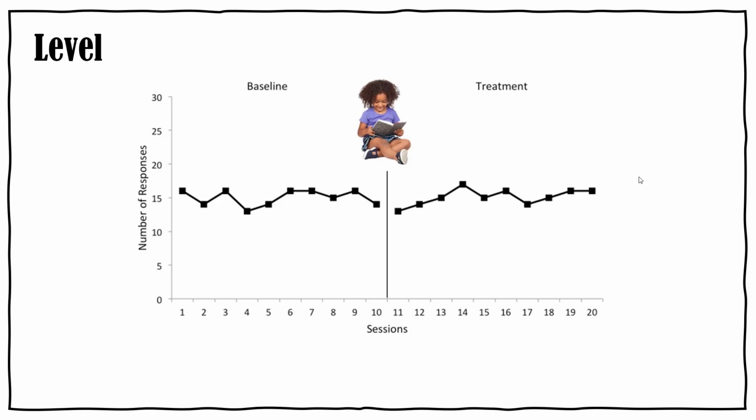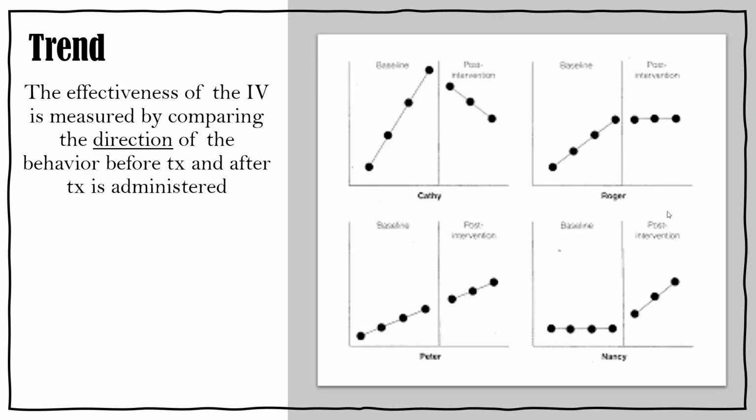All right, let's look at this example. So our mean for baseline is 15. Our mean for treatment is 15.1. And we can see that although our level is a little bit above it, it's really not a big enough difference. And therefore, for these data, the intervention was not effective.